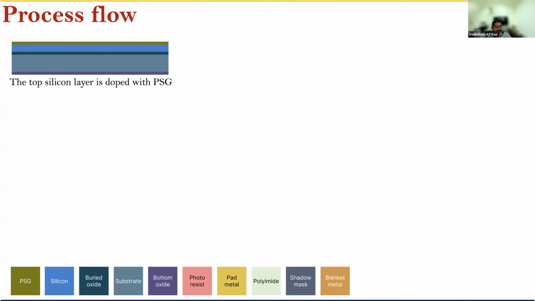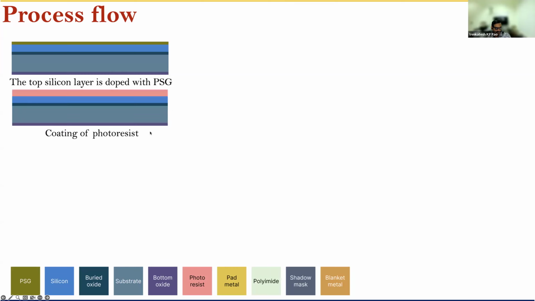Now I am going to deposit the top layer and dope it with PSG, because silicon as it is may not have such good conductivity. So, to improve the conductivity, I am going to deposit the PSG. Now I am going to strip that PSG. After doping, I am going to coat the photoresist, spin coat the photoresist.